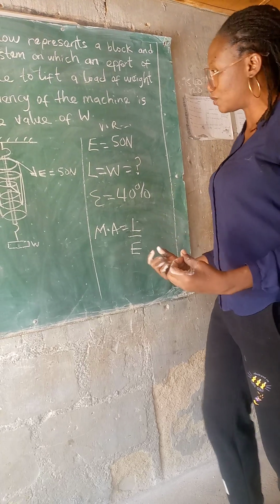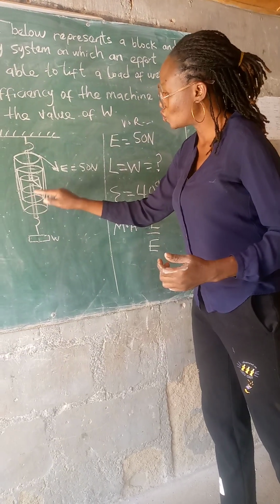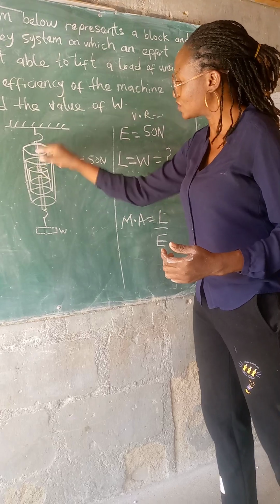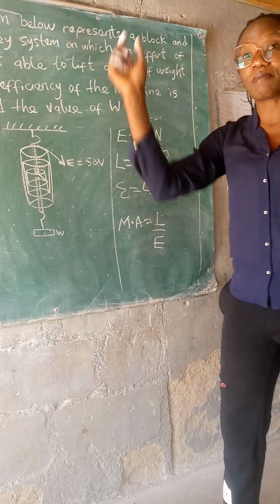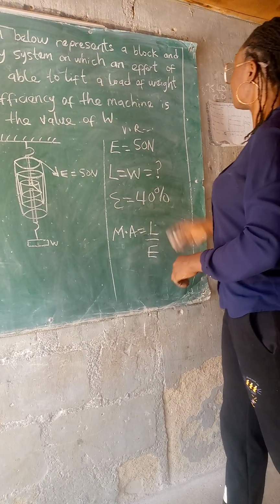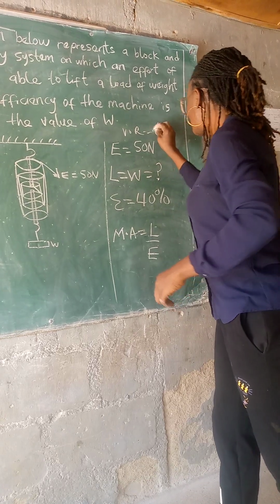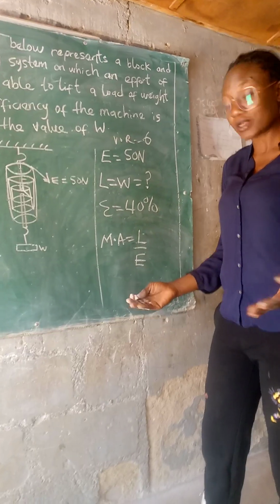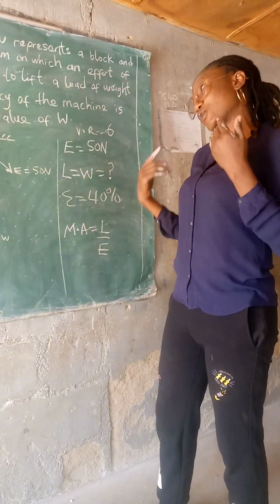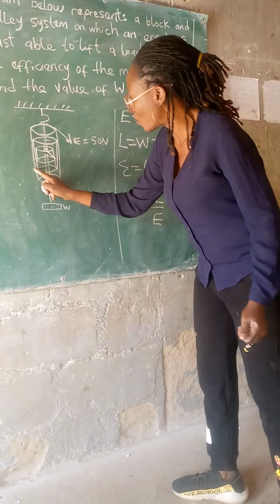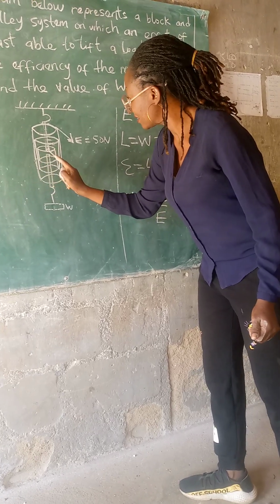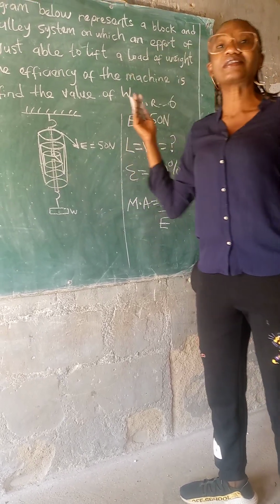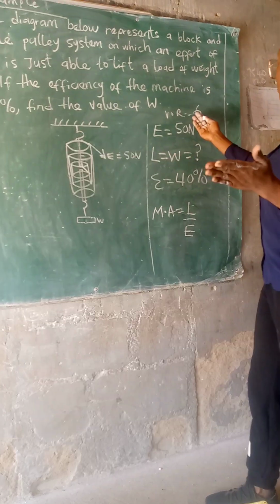Now let's check the pulleys. Let's count: 1, 2, 3, 4, 5, 6. The number of pulleys is simply the number of wheels, so we have 6 wheels, so velocity ratio is equal to 6. If you don't like counting wheels, you can also count the ropes supporting the wheels: 1, 2, 3, 4, 5, 6. It's still 6. So we have our velocity ratio.